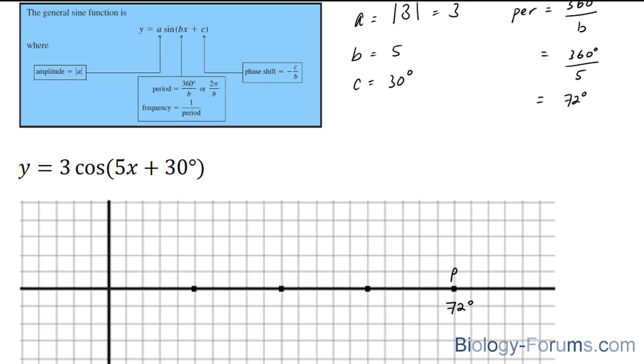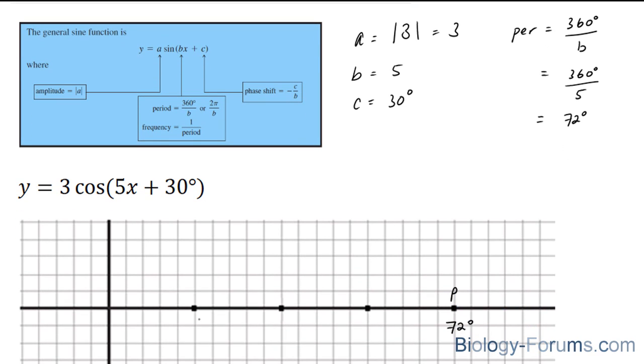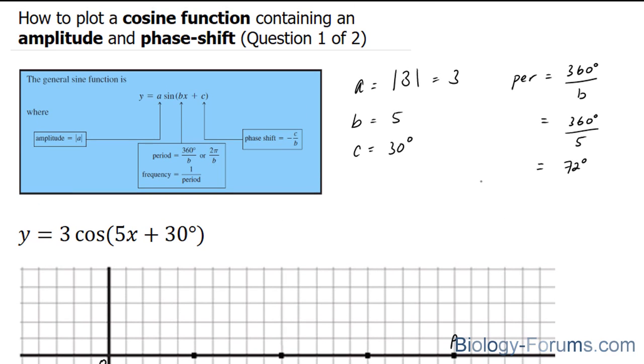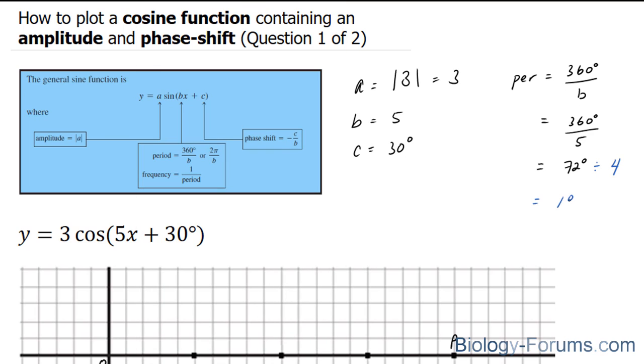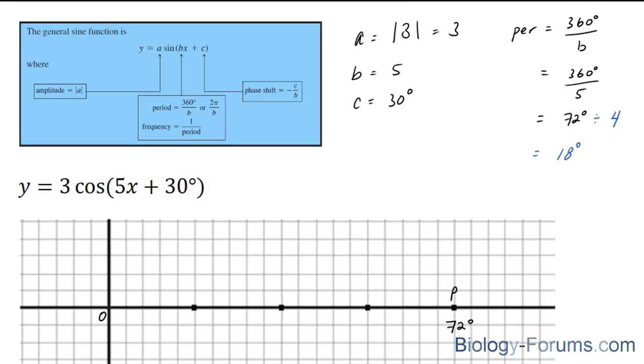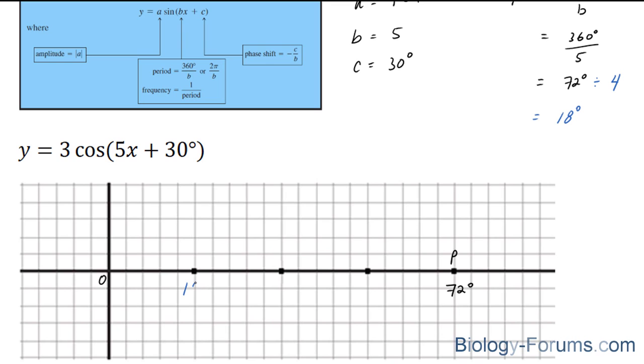The next thing you need to do when it comes to graphing is you have to find out these 3 points, starting at 0, of course. And the way you do that is you take your period and you divide it by 4. If you divide it by 4, you end up with 18. So each one of these points incrementally increases by 18 degrees.